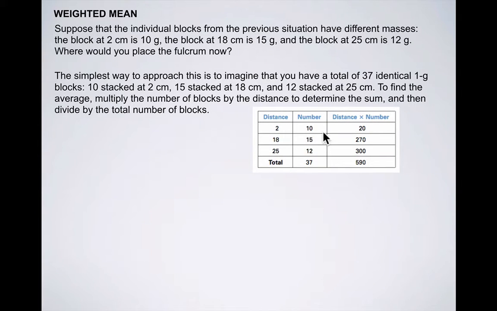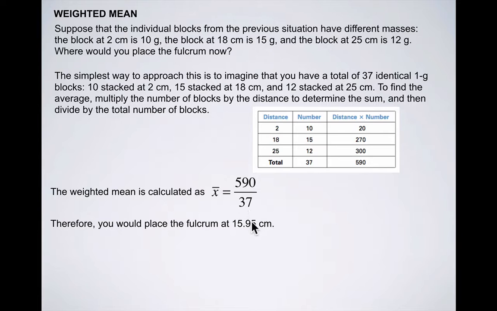Now, what we can do is multiply the distance from the balance by the mass number. And so 2 times 10, at 18 centimeters we're going to have 15, and at 25 centimeters we're going to have 12. And so then what we can do is find the average of this. The weighted mean, the mean of our sample here, would be 590 divided by 37. And so therefore you would place the fulcrum at 15.95 centimeters.